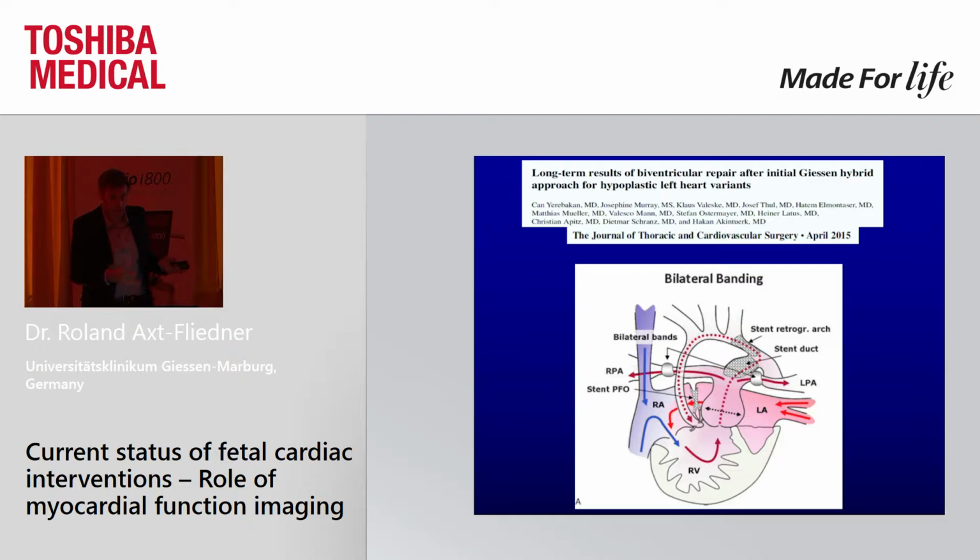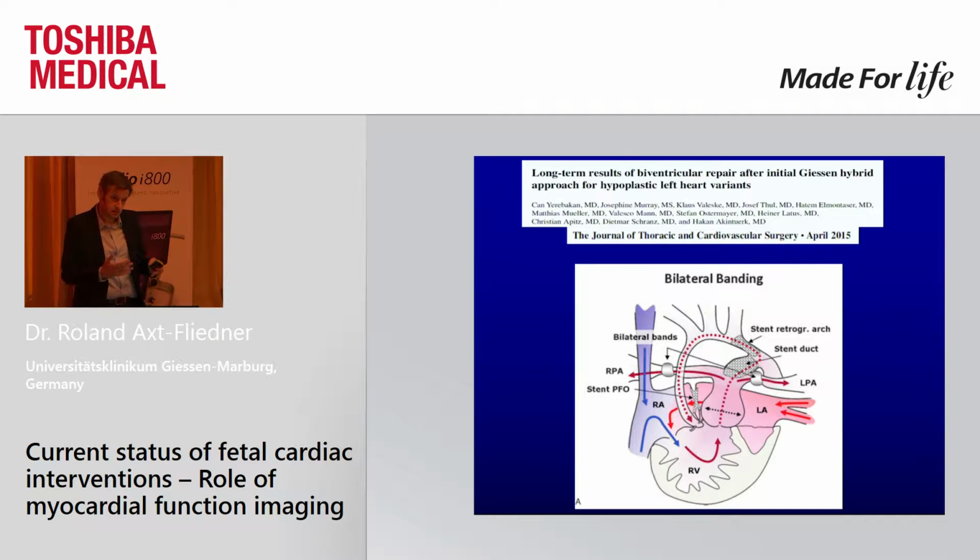There's the classical form of Norwood, and there's the hybrid approach, which has been elaborated in Giessen, in the Pediatric Heart Center. And the hybrid approach is basically the perpetuation of the fetal circulation. You perform an arterial banding of the pulmonary arteries and a ductal stenting, and by this, the fetal circulation is perpetuated into the neonatal period.